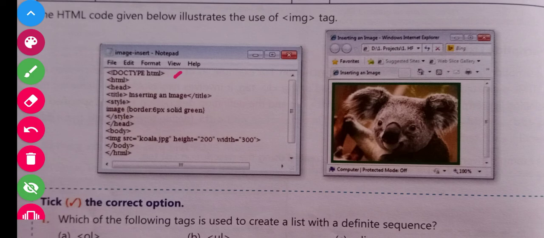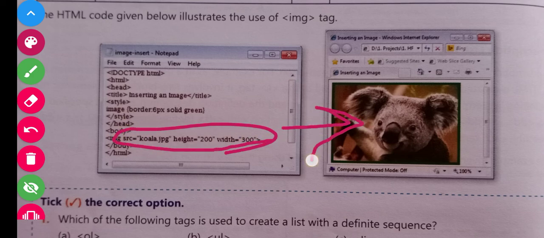DOCTYPE HTML, head, title close, style close, head, body. This is the address of the source. First is the image tag, then source contains the address of the image, then height contains 200 pixels, width contains 300 pixels. This completes the modification of the image, and the result of your image is here.